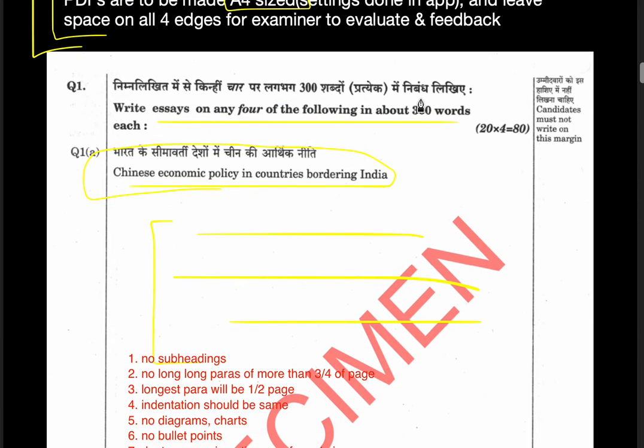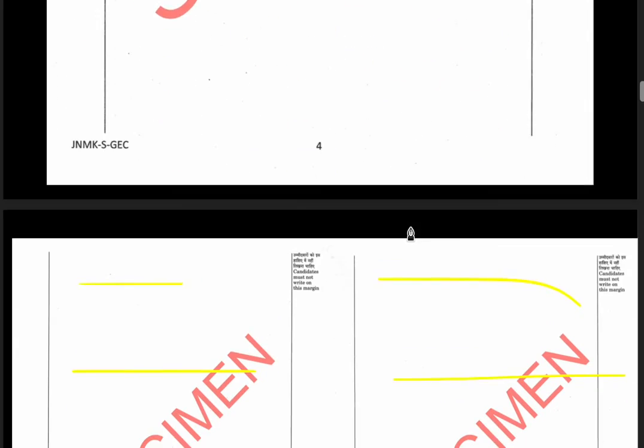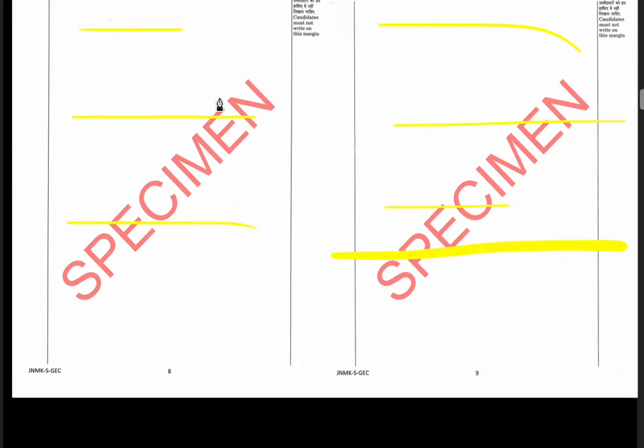Better than writing 300 words, better you write 250 to 275 words. You space them out properly to complete the page as much as possible, and you score more marks with efficient wording.